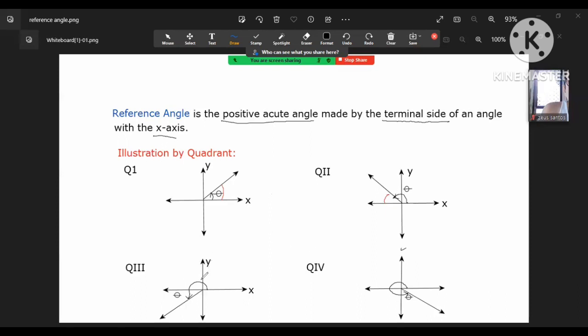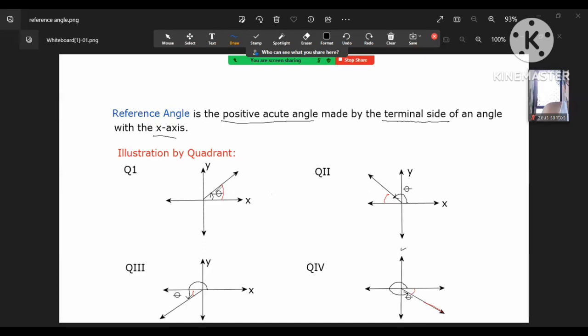Okay? Now, what if in quadrant 3 naman? Nasa quadrant 3 yung ating angle. Nasaan ang reference? Again, terminal side, x-axis, and acute. So, nasaan yun? Ito po. Ayan, ang reference angle natin. Okay? And lastly, pagka nasa quadrant 4, again, terminal side, x-axis, acute angle. So, ito yun. Di ba? Okay?